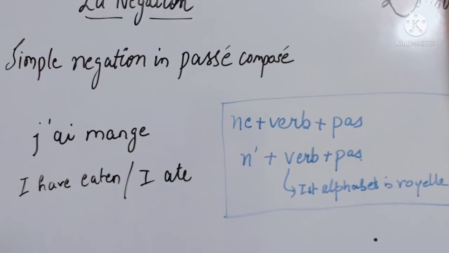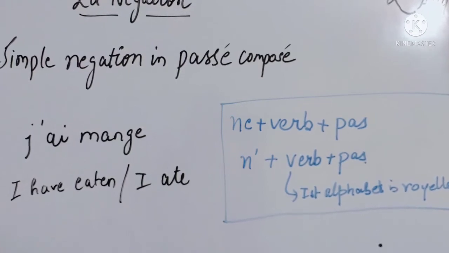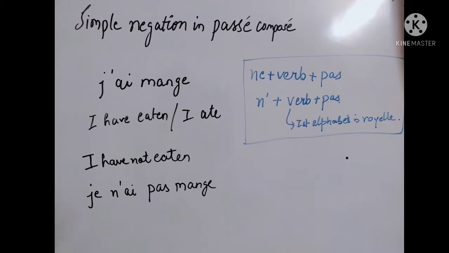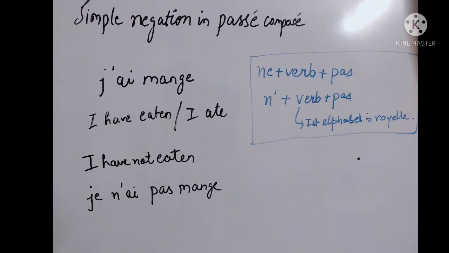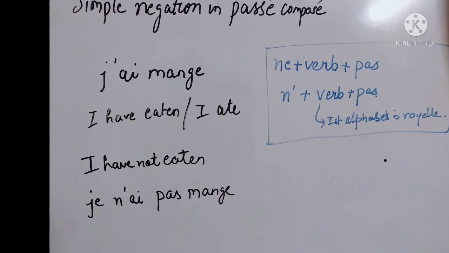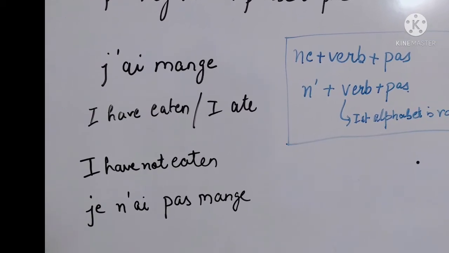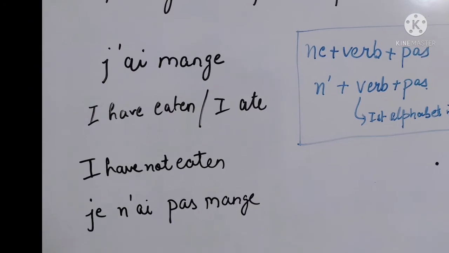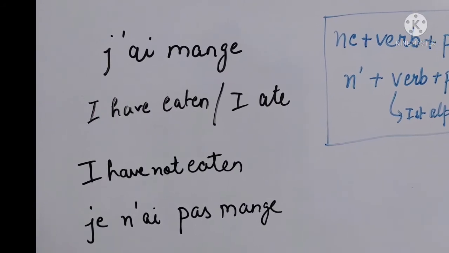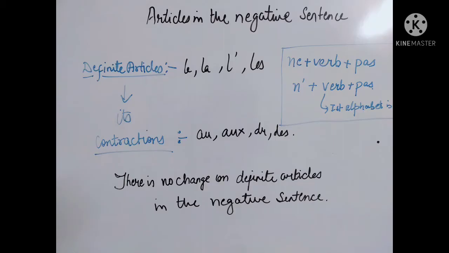Okay, now let's go to the negation of the similar example. Now, it is "je n'ai pas mangé". I have not eaten, but it also means I did not eat. But we cannot think of translating I did not eat to French. We better do it as I have not eaten, so that it will be easy for you. So just forget about I did not eat. Just think about I have not, always in passé composé.